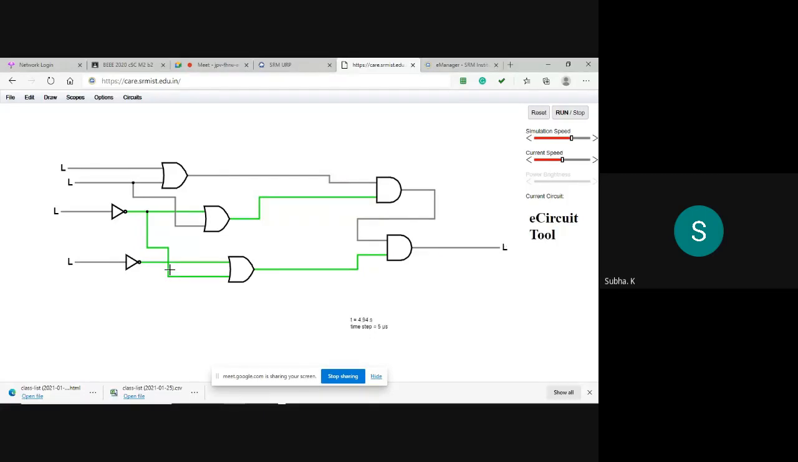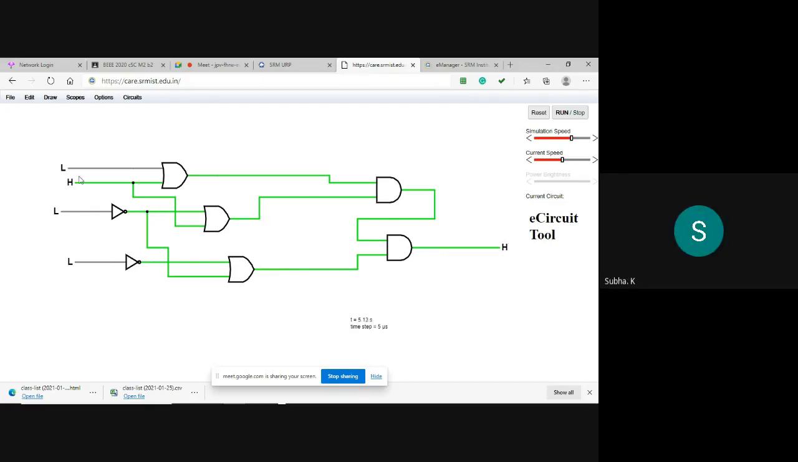Now I will go to the next combination 0, 0, 0, 1. So A is 0, B is 0, C is 0, D alone I will change. So this is my D that I will change. So you can check what is output that I'm getting. High. Correct? Yes, ma'am.